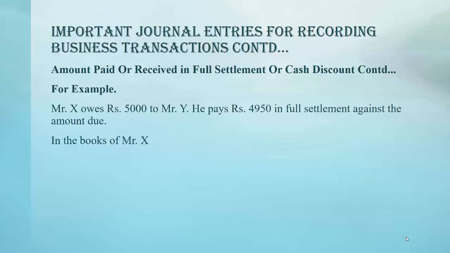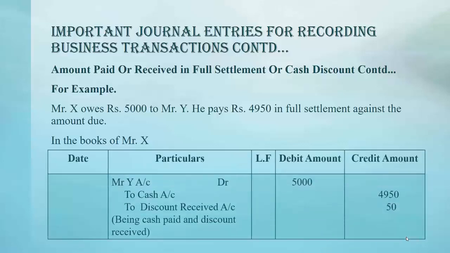So I will show you the journal entry in the books of both, that is Mr. X and Mr. Y. So first I will show you the journal entry in the books of Mr. X. Following journal entry will be recorded in the books of account. Mr. Y account debit to cash account to discount received account. Here Mr. Y account is a personal account, so the rule for the personal account will be applied on Mr. Y. So Mr. Y's account will be debited, and then cash account is a real account, so the rule for the real account will be applied.